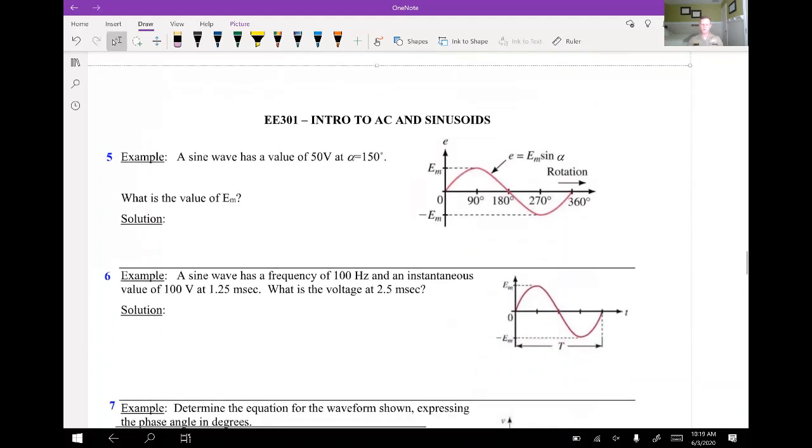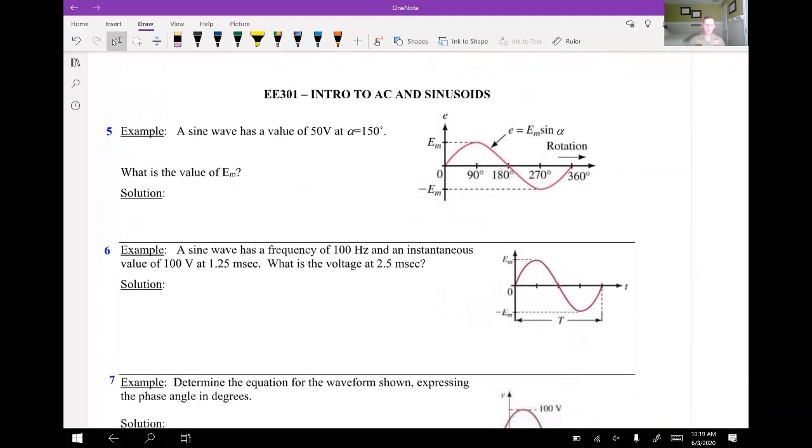Do another example. Looking at example 5. And this one says it has a sine wave of 50 volts when the angular position is at 150 degrees. So we can even kind of see it from the graph right there. It should be something about like that. But we can just form our equation and then plug it into the equation.